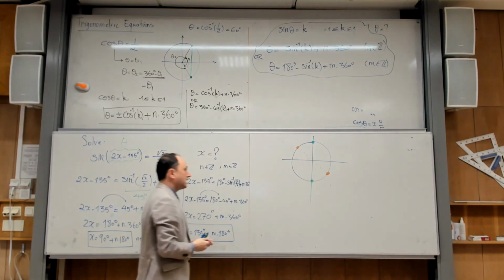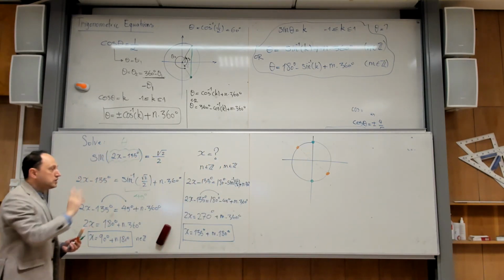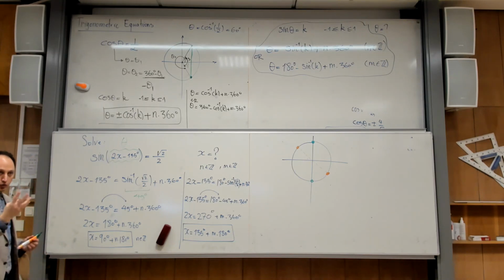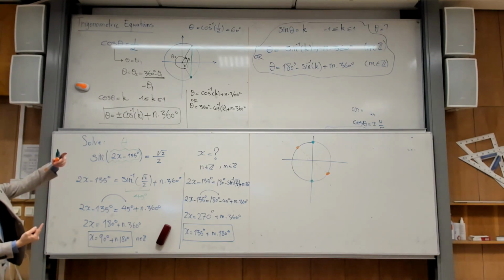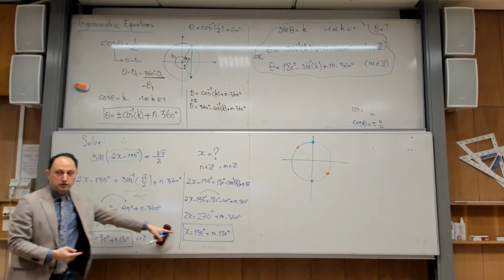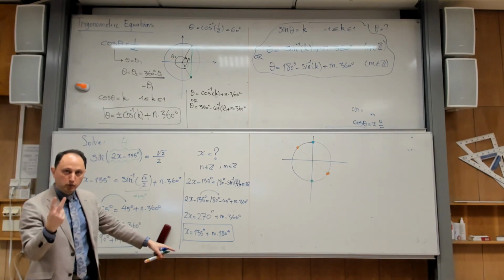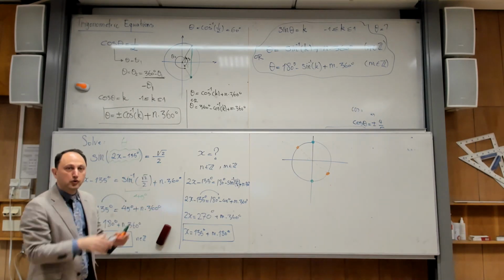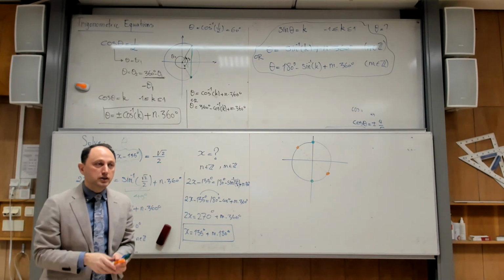So it means that in total, how many points are specified on the circle? 4 points. But 2 of them can be written as one single formula, and 2 of them can be written as one single formula. So I need 2 formulas, but remember there are 4 points. And how many angles? Infinitely many angles.